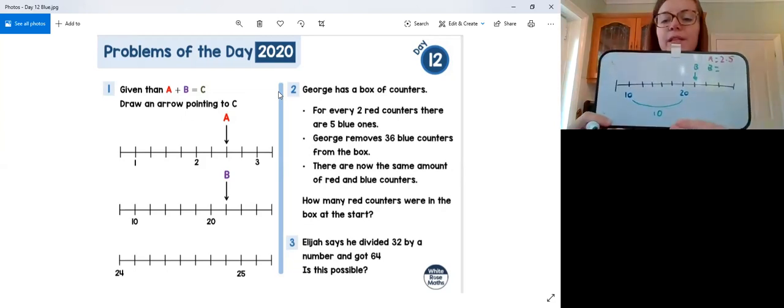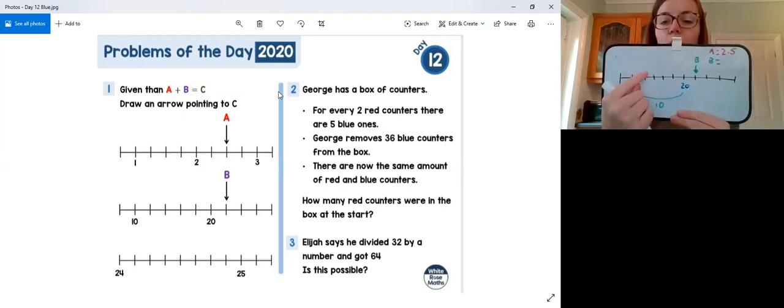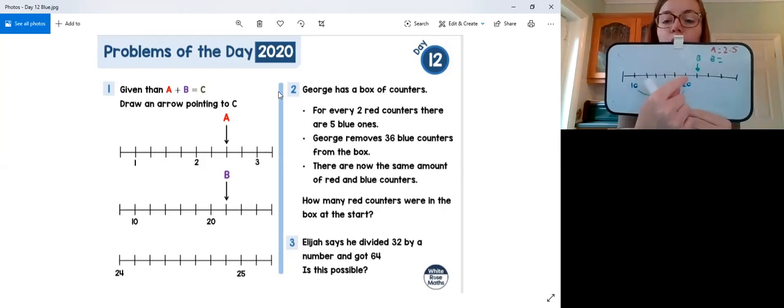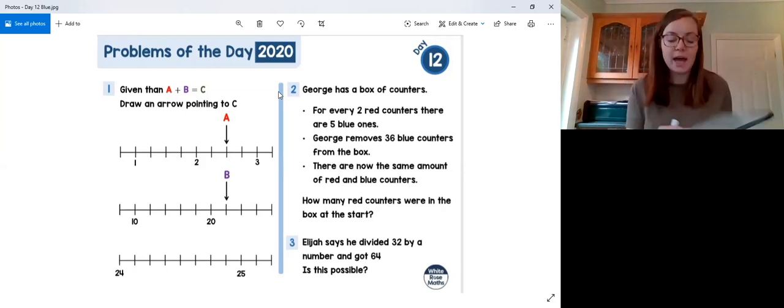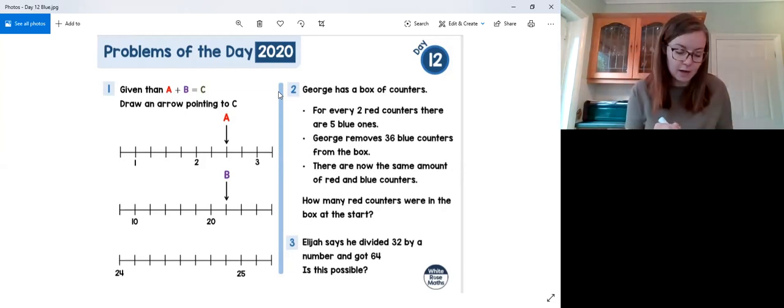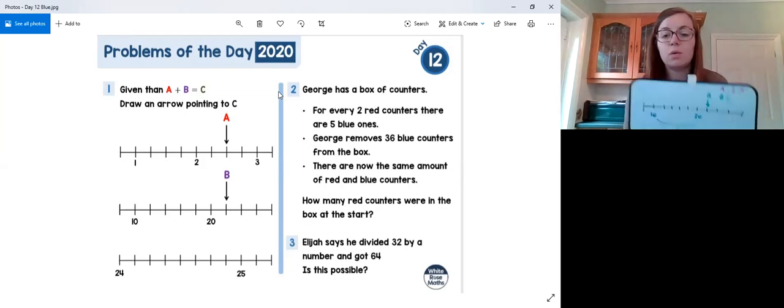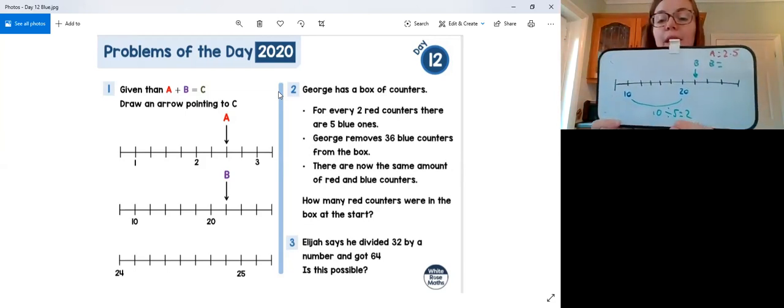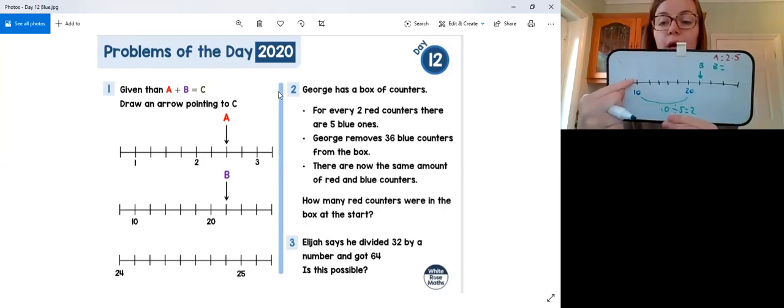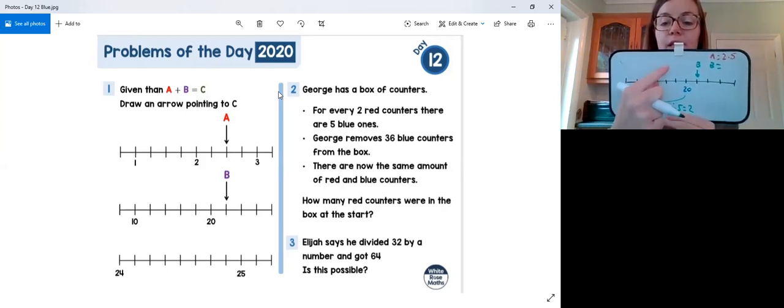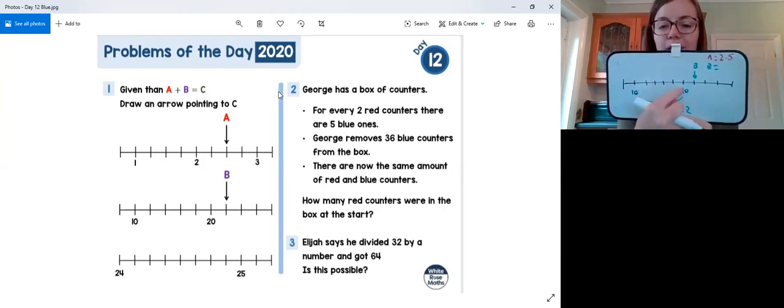And how many hops did it take us to move 10? 1, 2, 3, 4, 5. So 10 split into 5 hops equals 2. Each hop is worth 2. As we can see, 12, 14, 16, 18, 20.